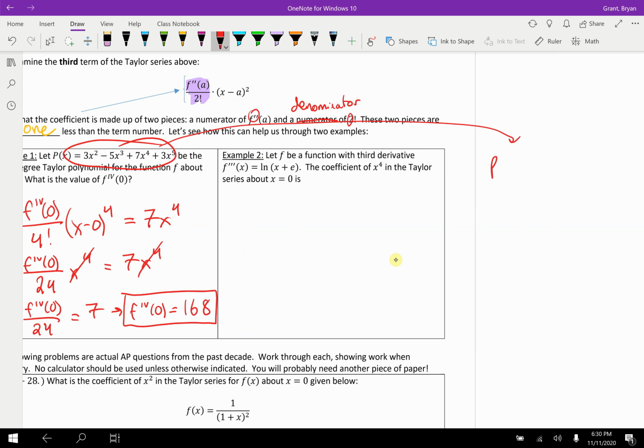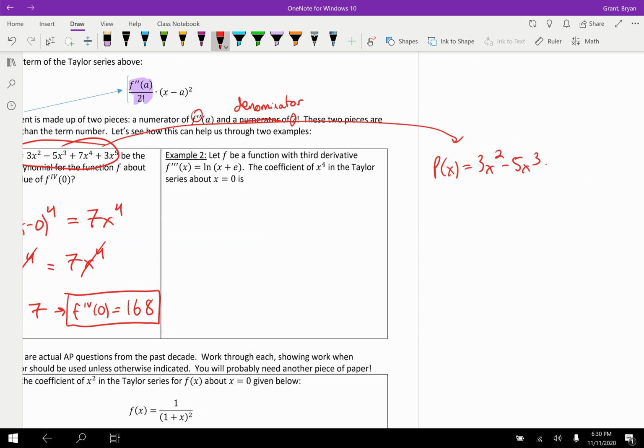Let's find out. So we have p of x equals 3x squared minus 5x cubed, plus 7x to the 4th, plus 3x to the 5th. Let's just start taking derivatives. Let's see if we can go down to the 4th derivative and then evaluate at 0. So 6x minus 15x squared plus 28x cubed, and then this is going to be 15x to the 4th. I may have gotten in over my head without a calculator here, but we'll try to impress you.